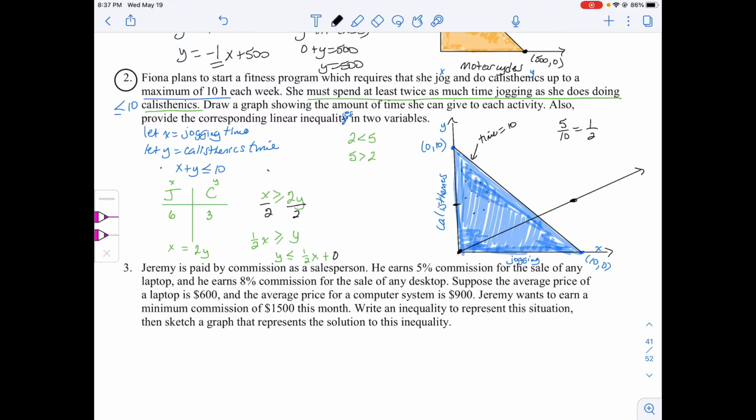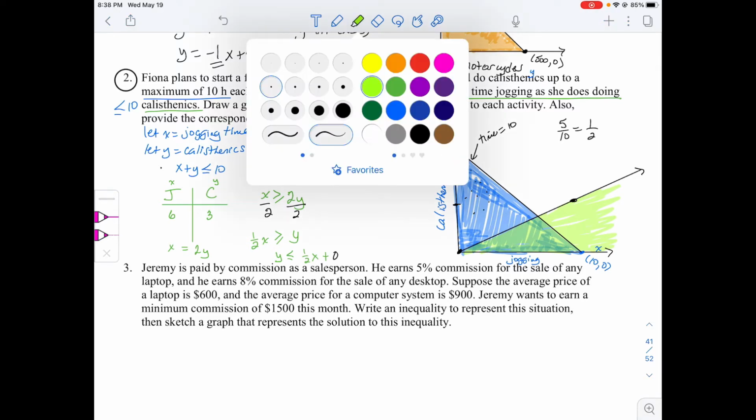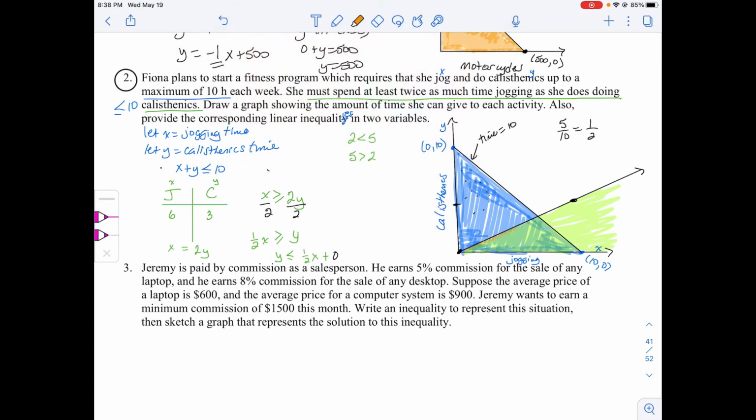she's also got this extra constraint that her jogging must be twice as much as her calisthenics. So the solution region would be the overlap here, which would actually be this part right here.